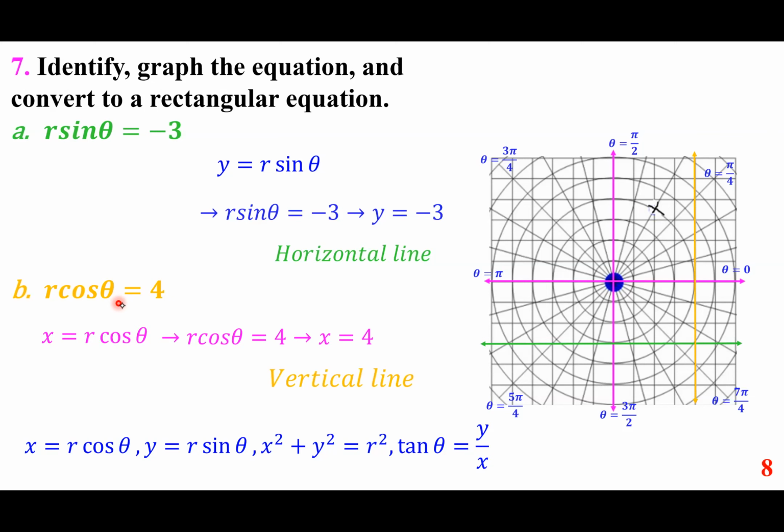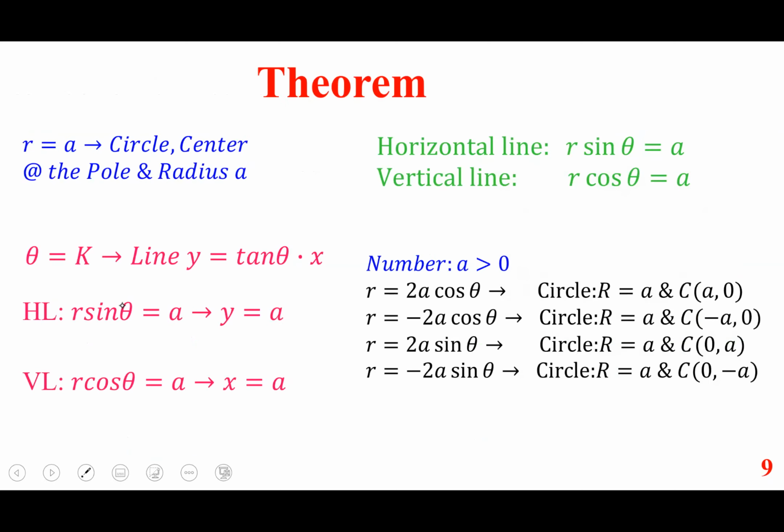And so the synopsis of that is here. R equals A is a circle which is centered at the pole with the radius A. R sine theta equals A is a horizontal line, r cosine theta equals A is a vertical line. When theta is a number, it's a line with the equation y equals tan of theta, whatever that might be, or tan of k times x. R sine theta equals A, that means y equals A, r cosine theta equals A, that means x equals A.